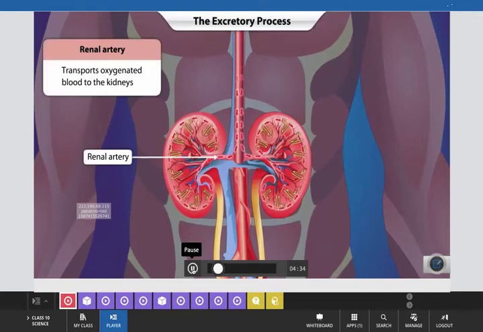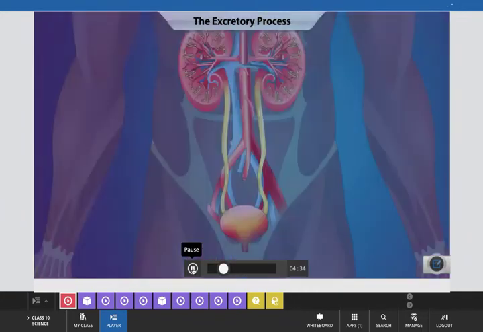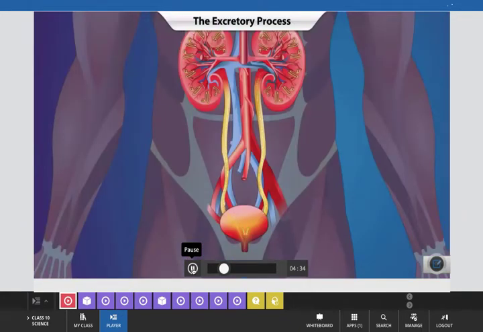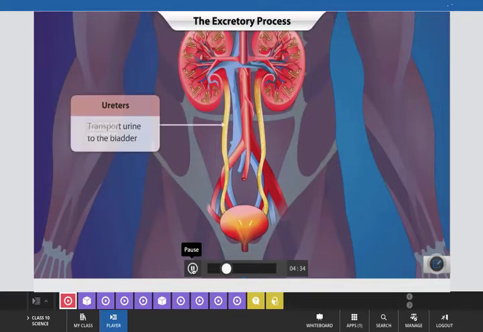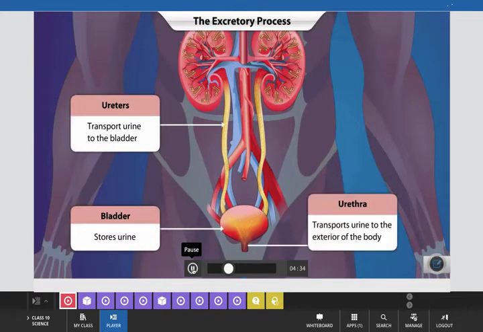The renal artery transports oxygenated blood containing the waste matter to the kidneys. The kidneys filter out the wastes from the blood. The filtered and deoxygenated blood is then transported out of the kidney through the renal vein. Wastes and other unwanted substances are removed as urine, formed during the filtration process. Urine flows from the kidneys through the ureters to the bladder, where it is stored until it is excreted from the body through the urethra.